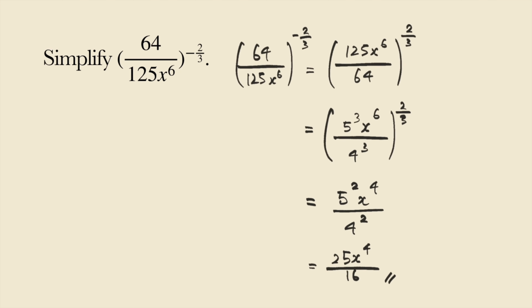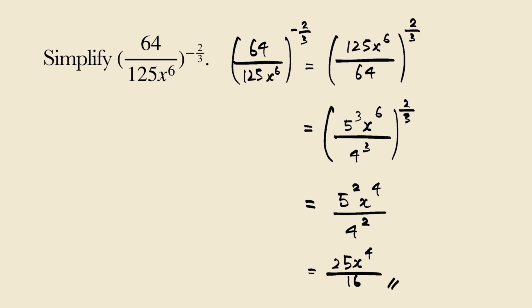I'm going to make the power positive by flipping the insides. So just 125x power 6, take the entire thing, put it as the numerator, and then 64 comes down. And because there's a power 2/3 here, it would be nice if everything here can be written as powers that are multiples of 3. And what do you know? 125 has a power 3 if you write it as 5 power 3.